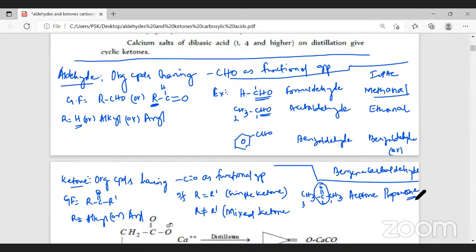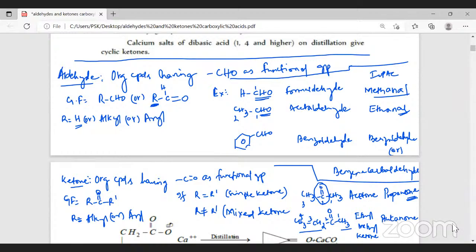So ketones are named with ONE. Aldehydes are named with AL at the end. Similarly, if you take one more ketone, CH3, CH2, C double bond O, and CH3, this is called ethyl methyl ketone. This is the ethyl group, this is the methyl group, and this is the ketone. The IUPAC name for this molecule: 1, 2, 3, 4, 4 carbon atoms. Therefore, the root word is but. Carbon to carbon single bond, butane. And since that E is replaced by ONE, it is called butanone.